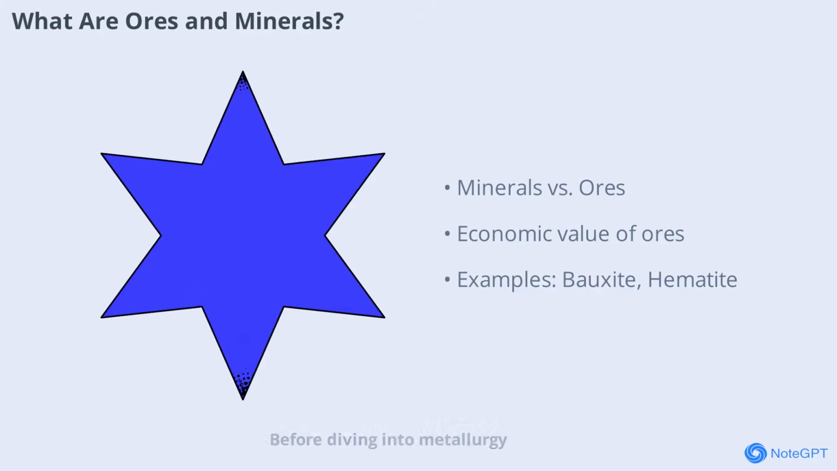Before diving into metallurgy, it's crucial to distinguish between ores and minerals. Minerals are naturally occurring substances found in the Earth's crust, while ores are minerals that contain a high enough concentration of a metal to make extraction economically viable. For example, bauxite is an ore of aluminum, while hematite is an ore of iron. Understanding this difference helps us identify which rocks are valuable for metal extraction and which are not. This foundational knowledge sets the stage for all metallurgical processes that follow.